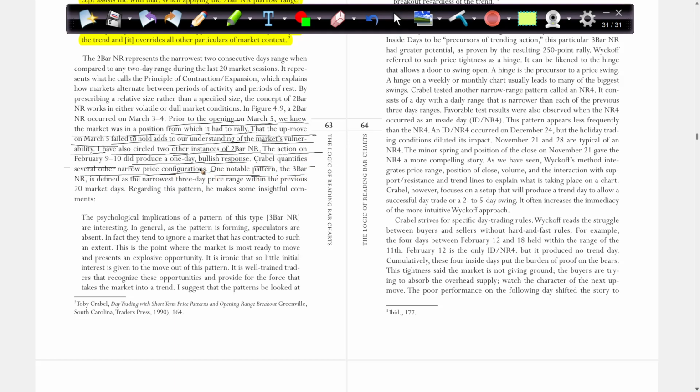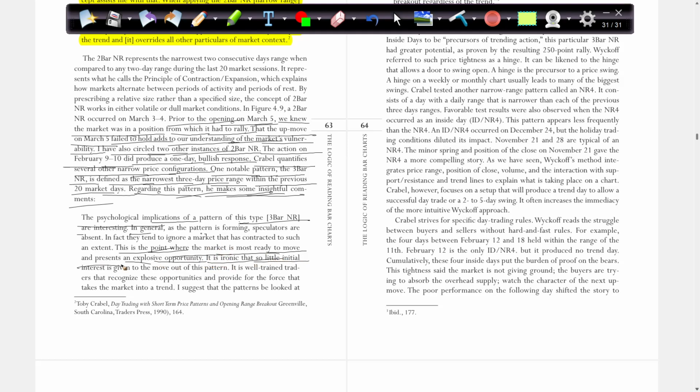One notable pattern, the three bar narrow range, is defined as the narrowest 3-day price range within the previous 20 market days. Regarding this pattern, he makes some insightful comments. "The psychological implications of a pattern of this type are interesting. In general, as the pattern is forming, speculators are absent. In fact, they tend to ignore a market that has contracted to such an extent. This is the point where the market is most ready to move and present an explosive opportunity.